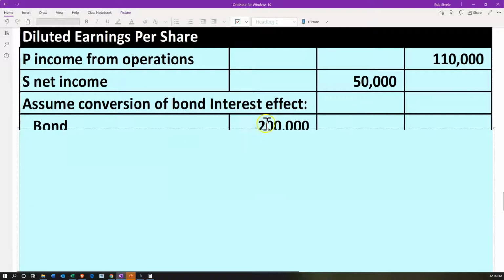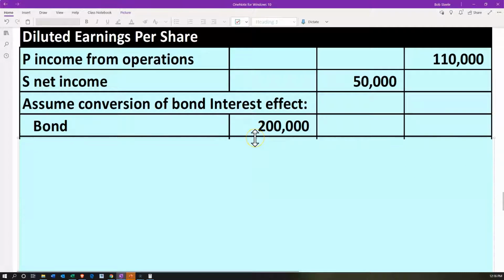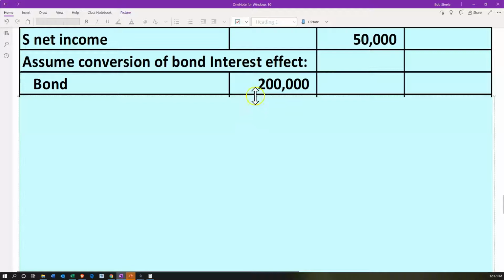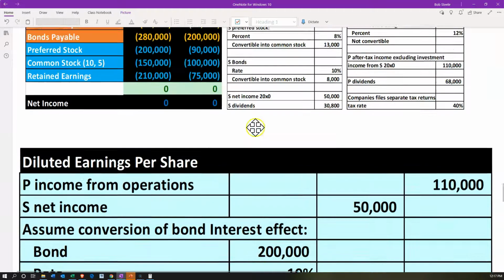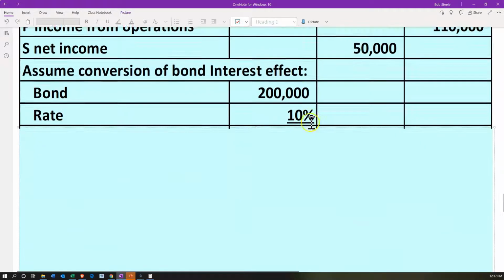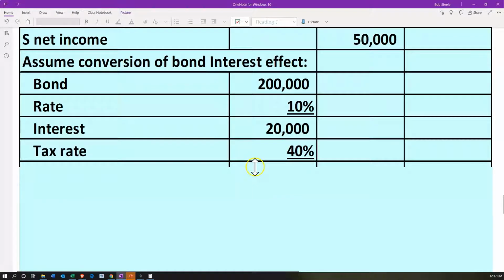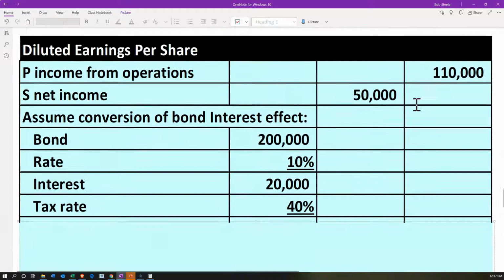So we're going to say, all right, because we're thinking about what's going to happen to the net income here. So we've got the bond is the 200,000. That's coming from here on the trial balance. And then we're saying the rate is 10%. That's coming from here in the data. Then we're going to say that the interest would be 20,000, the 200,000 times the 10% on the year. Tax rate then 40%. That's coming from our data, 40% tax rate.